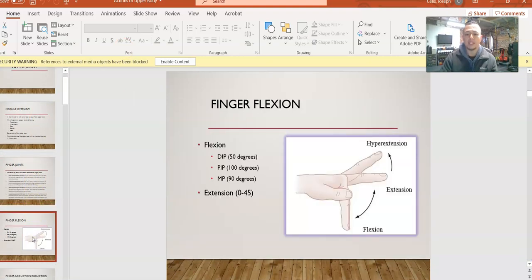So we have finger flexion, okay, finger flexion. And we have different degrees for every joint in our hand. You have your DIP, your PIP, MP, all right? So flexion is visualize bringing your fingers towards the palm of your hand, okay? Extension is the opposite. It's opening your hand up and bringing your fingers towards the back of the hand.